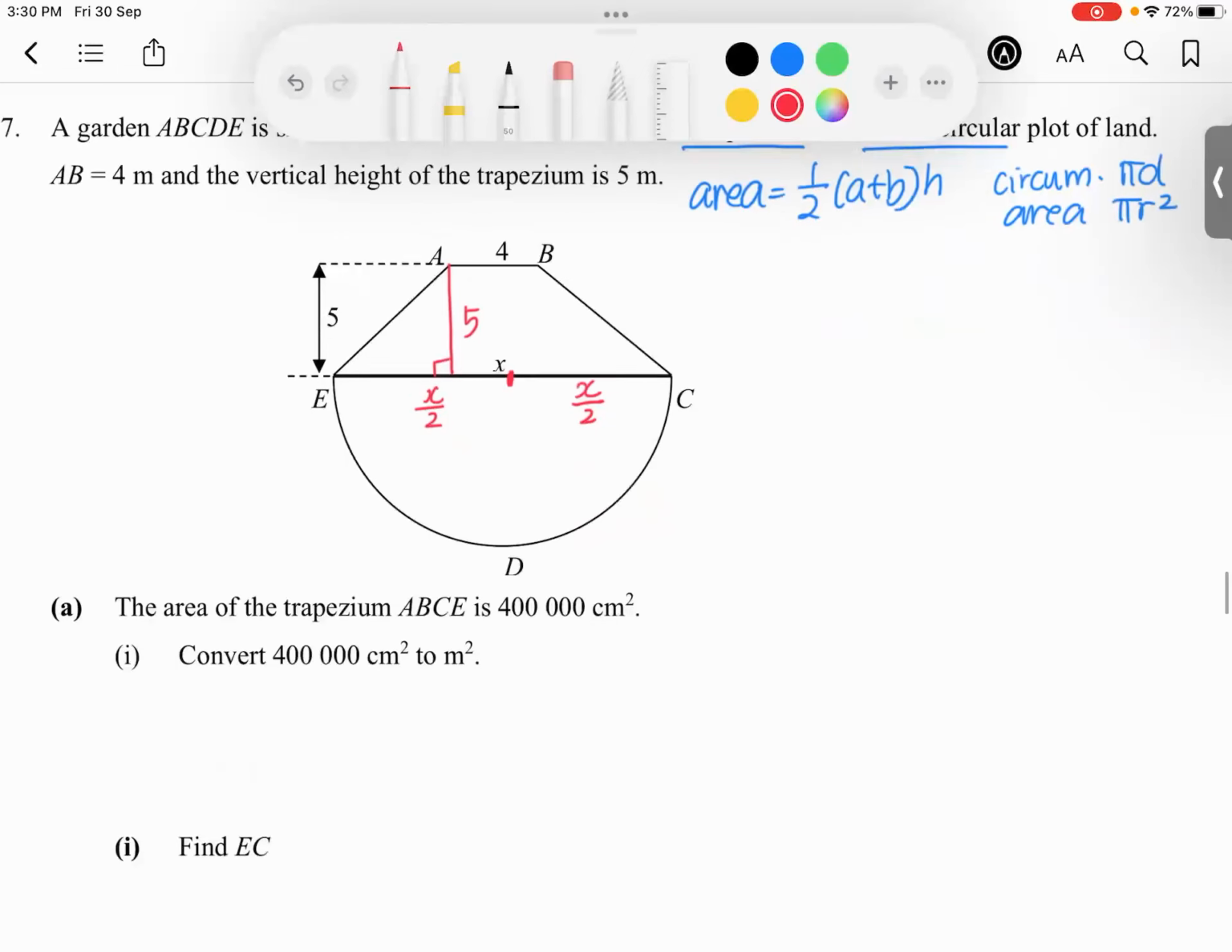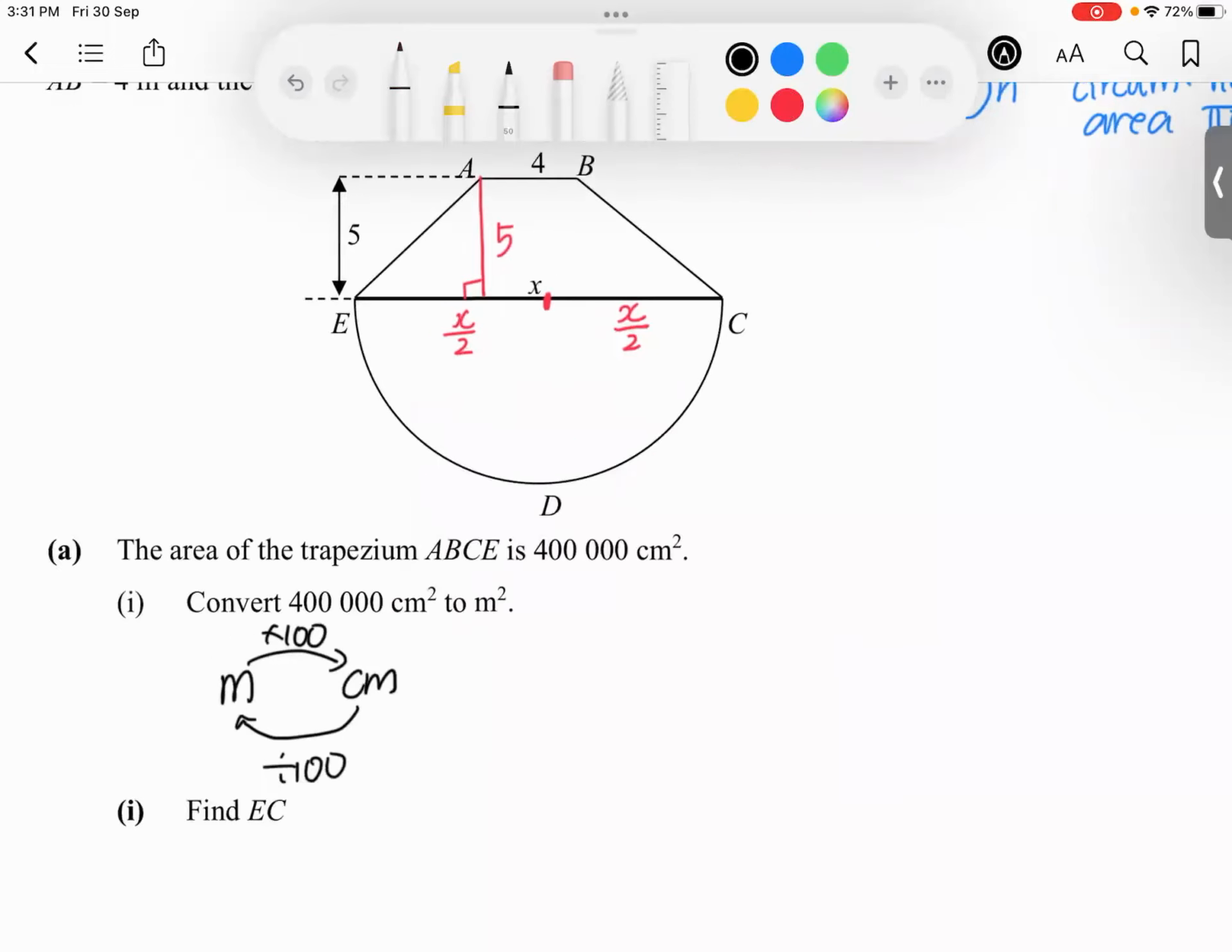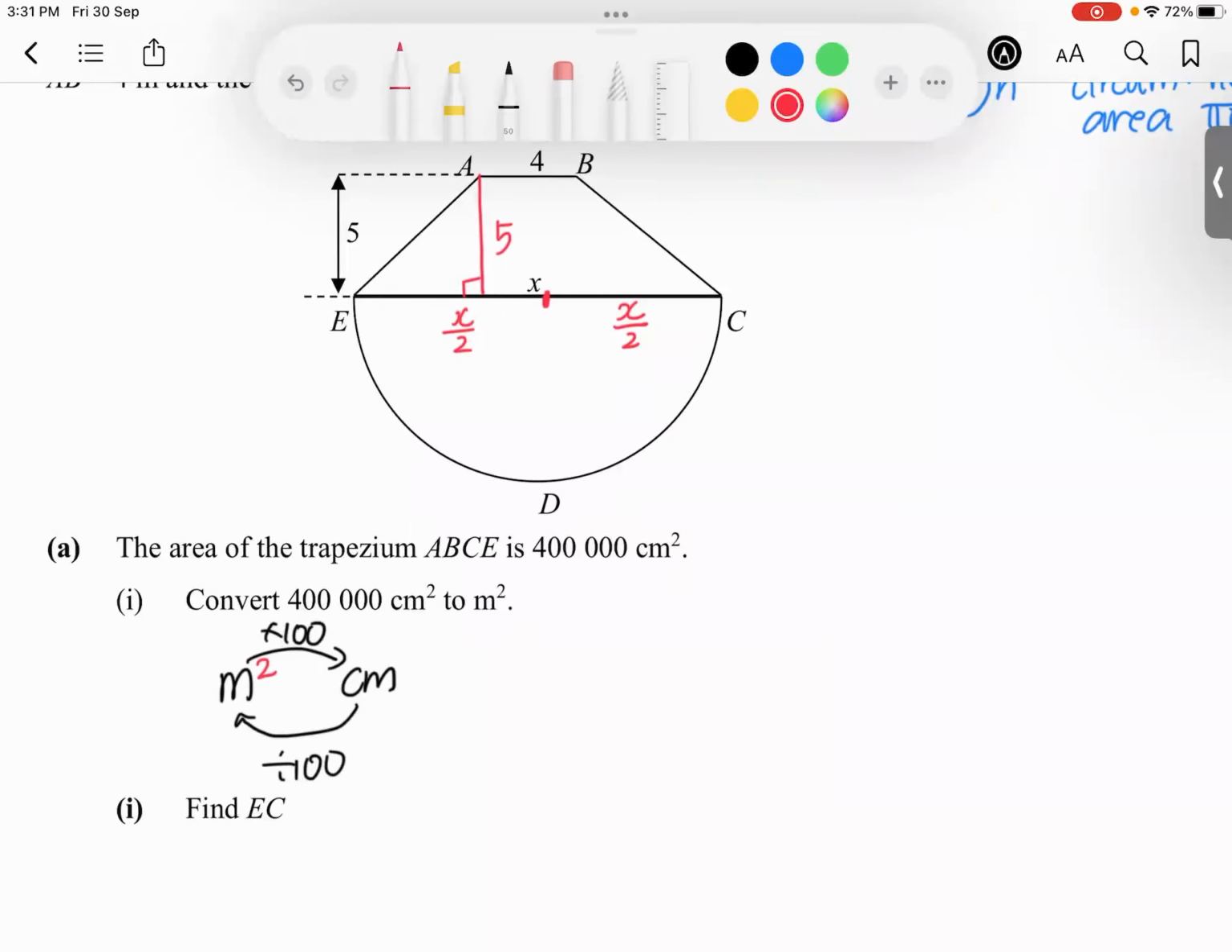Convert 400 cm squared to meter squared. Converting cm to meter is dividing by 100. But when I have area, meter squared from cm squared, I divide by 100 squared, which is 100 times 100. So in this case, 400,000, I need to divide by 100 squared to give me the area that is needed, and that gives me 40 meters squared.